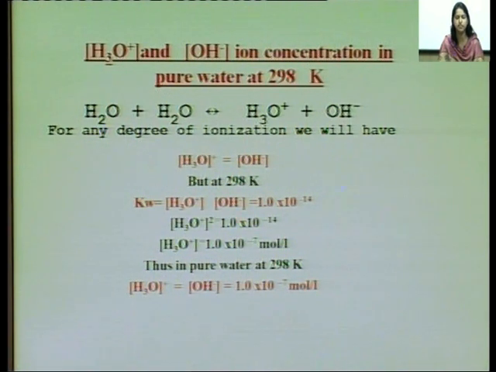For any degree of ionization, what are we taking? We are taking that the concentration of hydronium ion and hydroxyl ion is equal. So, we can write this equation as hydronium ion into OH negative ion, that is hydronium ion square, is equal to 1 into 10 raised to power minus 14. So, taking out the square root, what we are getting is that the hydrogen ion concentration is equal to 1 into 10 raised to power minus 7 mole per liter. Thus, in pure water at 298 Kelvin, hydrogen ion concentration is equal to OH negative ion concentration is equal to 1 into 10 raised to power minus 7 mole per liter.